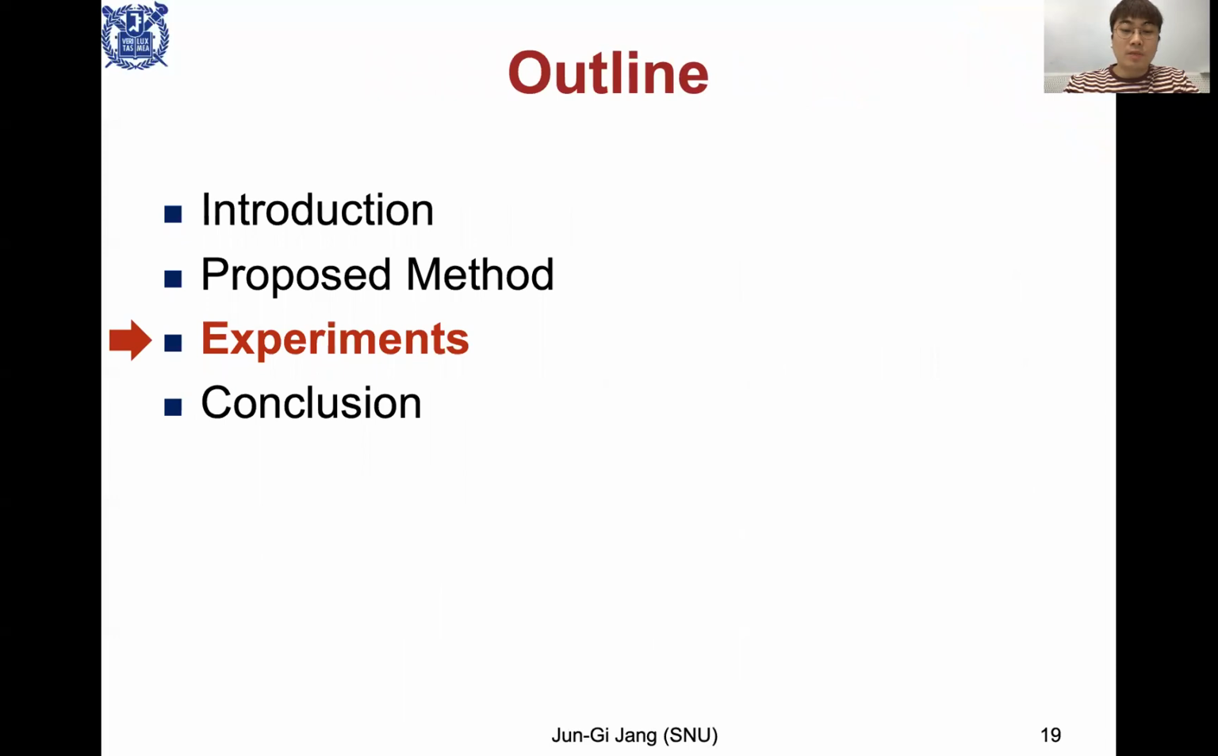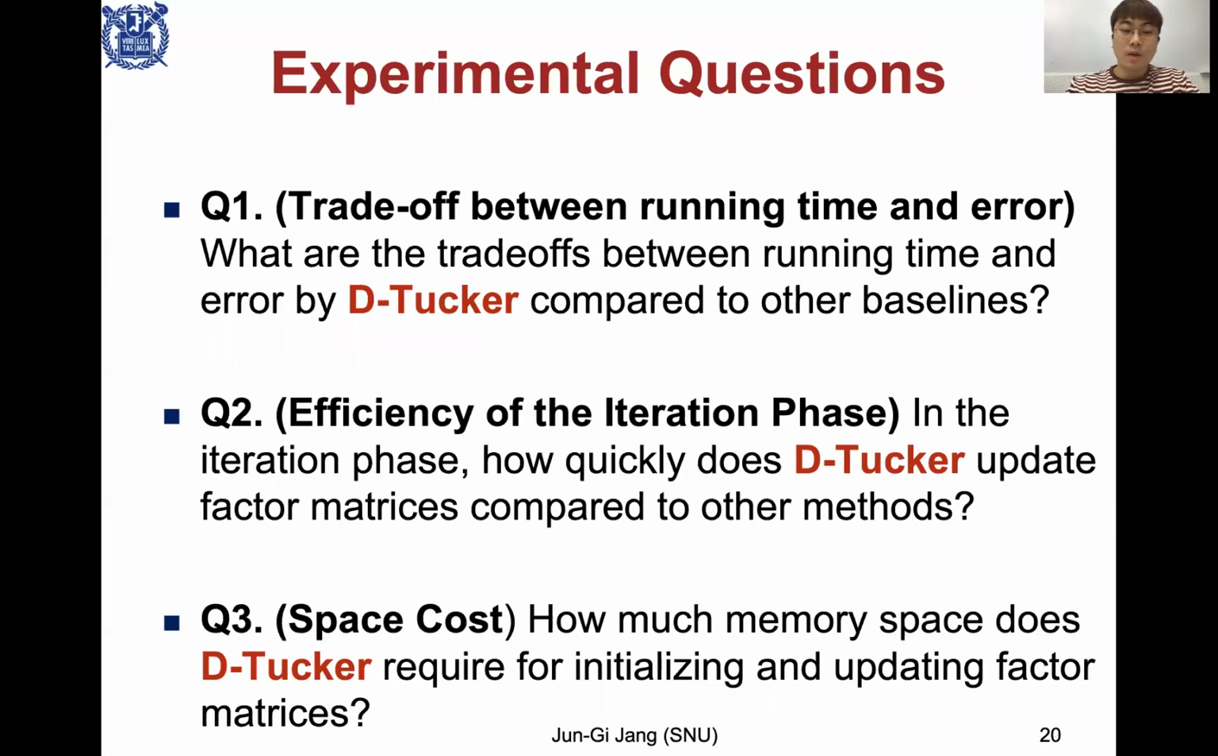Let's move on to the experiments. We aim to answer the following questions from experiments. The first question is, what are the trade-offs between running time and error by D-Tucker compared to other baselines? The second question is how quickly does D-Tucker update factor matrices compared to other methods? The last question is how much memory space does D-Tucker require for initializing and updating factor matrices?